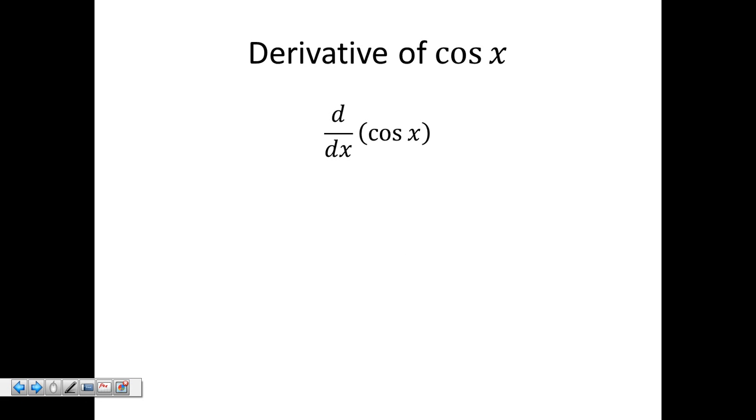Now I'm not going to bother to go through this whole process for the cosine of x, but you can appreciate what would have to be done. The whole limit as h goes to 0. But it turns out that the derivative of a cosine x is just a negative sine x.